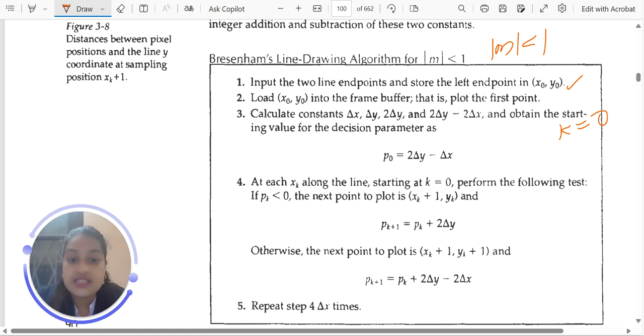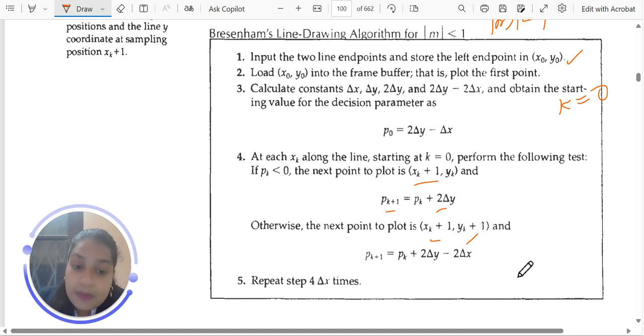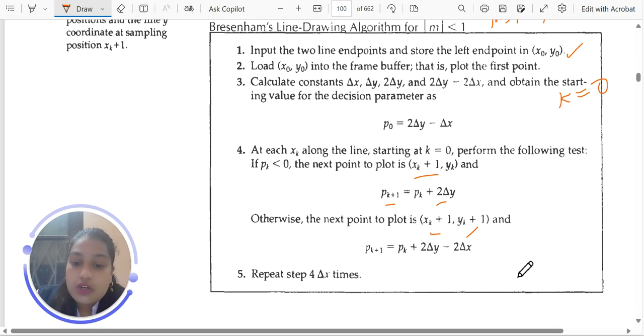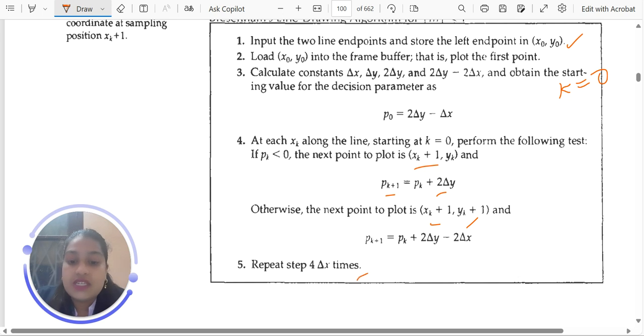We will perform the test: if pk is lesser than 0, we will plot (xk+1, yk), and we'll get pk+1 = pk + 2Δy. Now if pk is greater than 0, then we will plot (xk+1, yk+1). So at that time pk+1 = pk + 2Δy − 2Δx. Now this step we will repeat Δx times.